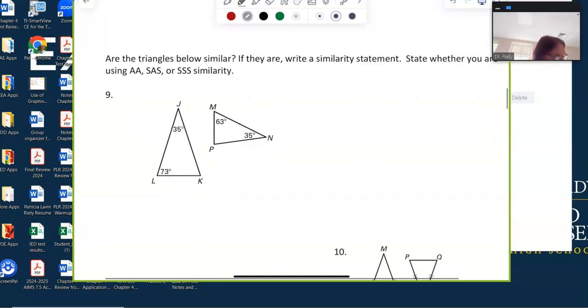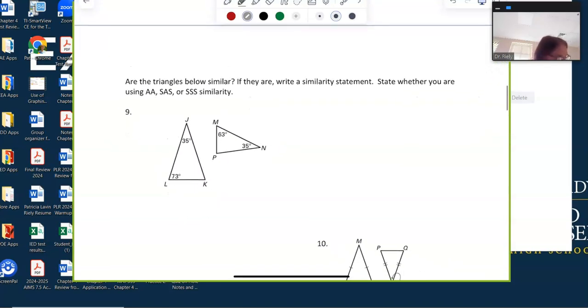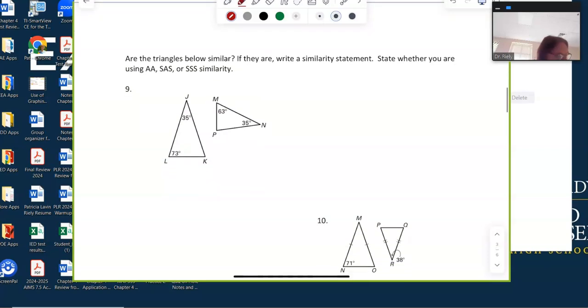Okay, bringing us over to 9. Similar work. Are the triangles below similar? If they are, write a similarity statement and state whether you are using AA, SAS, or SSS. Same thing I just did.